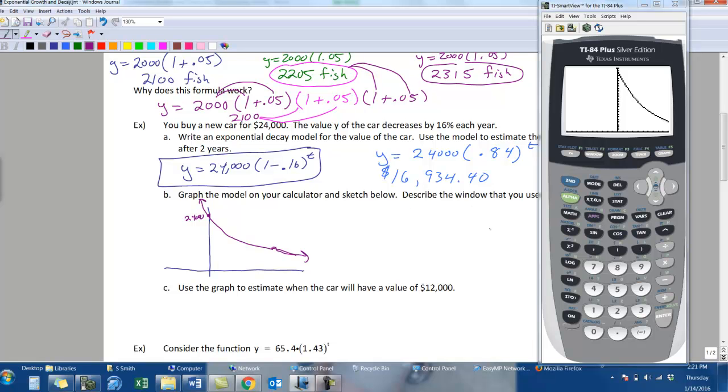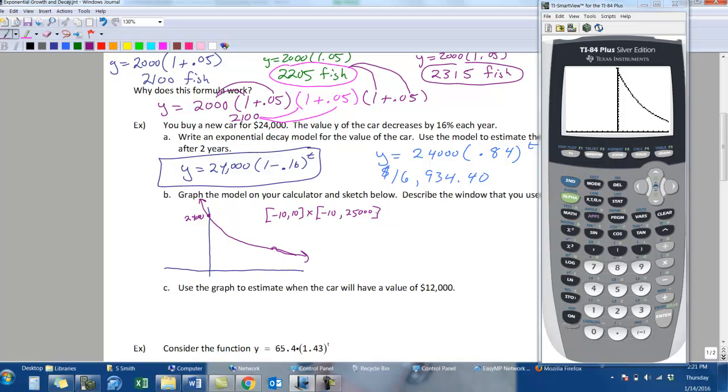This thing also said describe the window that we use. Well, our x value, I'm going to put bracket, negative 10, 10. And our y value was from, if you recall from our window, negative 10 up to 25,000. Describe the window so that somebody could go and recreate your graph and see what you were looking at. So there it is there.